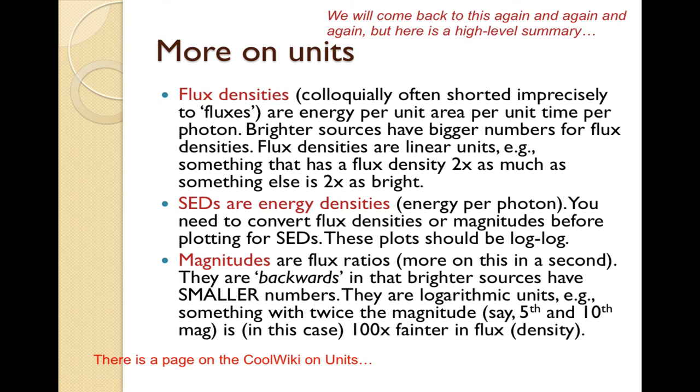Here are some high-level issues to think about. Flux densities, which is technically what a Jansky is, sometimes people get really sloppy, even in written documents, and refer to them as fluxes. Technically, it's flux densities if it's Jansky. They're energy per unit area, per unit time, per photon energy, in other words, per wavelength or per hertz. Brighter sources, in flux densities, work the way you think: brighter sources have bigger numbers. And flux densities are linear units. In other words, a flux density twice as much as something else is twice as bright. And you can work with flux densities in units of Janskys, which are technically per hertz, or in slightly different units of per centimeter or per micron for per wavelength.